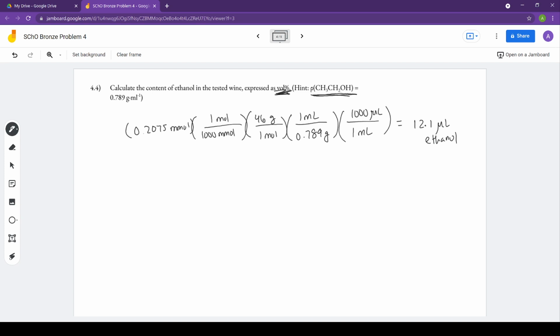And we know that our original sample had 100 microliters of wine distillate. So our content of ethanol in the tested wine in volume percent is 12.1 microliters over 100 microliters times 100, which gets us 12.1%. So that's the answer we should get. And you can see this wasn't a super involved calculation. It was just a bunch of dimensional analysis to convert to units in volume percent.